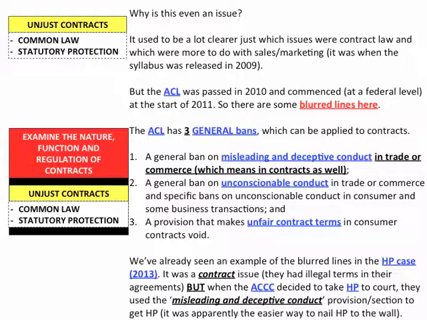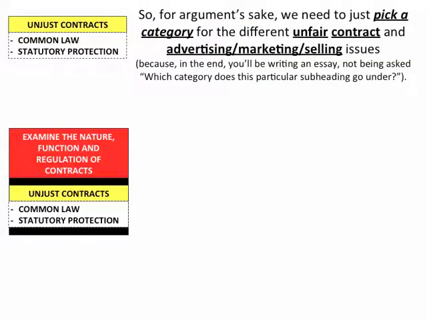So, for argument's sake, we're just going to pick categories here, right? So we're going to split all of these issues that we're going to look at into unjust contracts or whether they're advertising, marketing, selling issues. Now, in the end, it doesn't really matter for you because you're not going to be asked which syllabus dot point comes under here. You're not going to be asked to categorize things. You're just going to be asked to write an essay, right? And in that essay, you could talk about these things in either one.